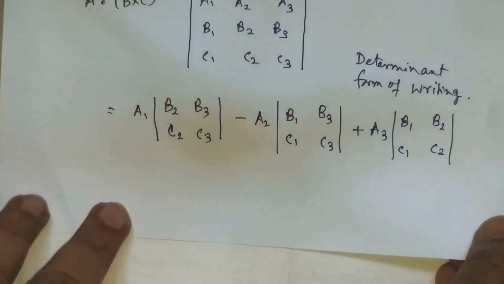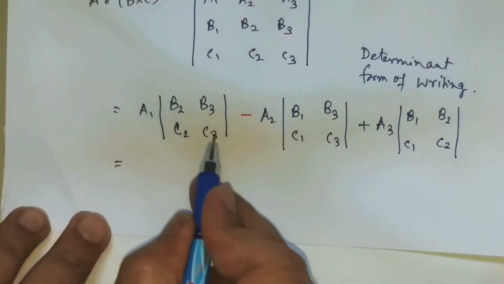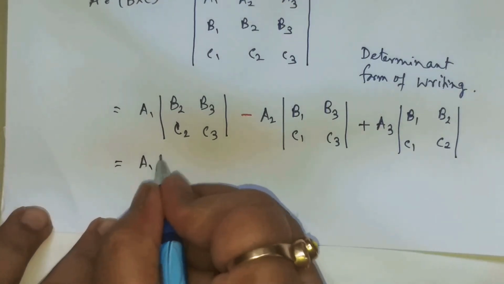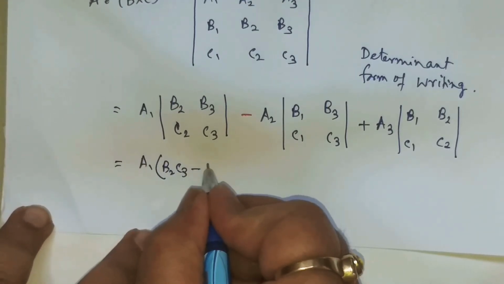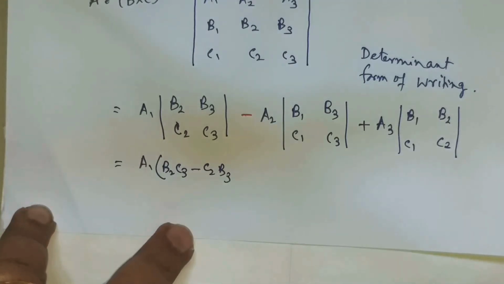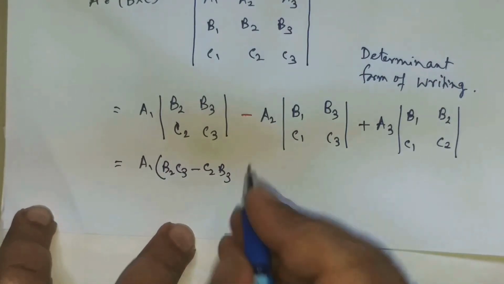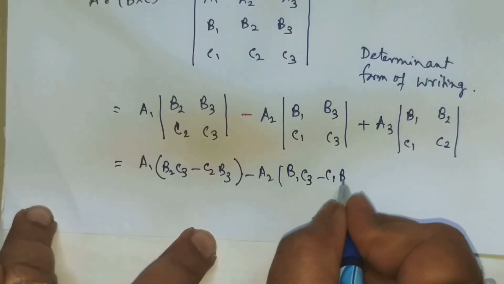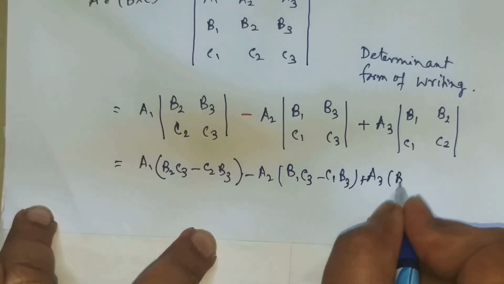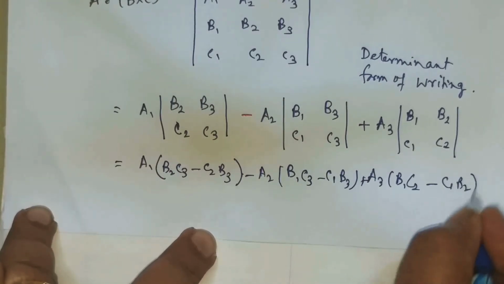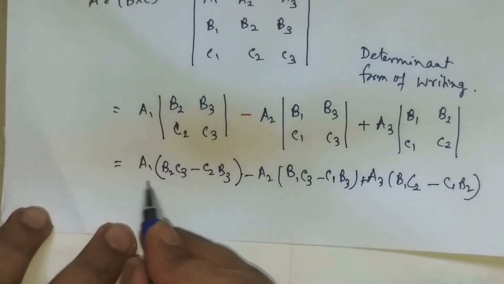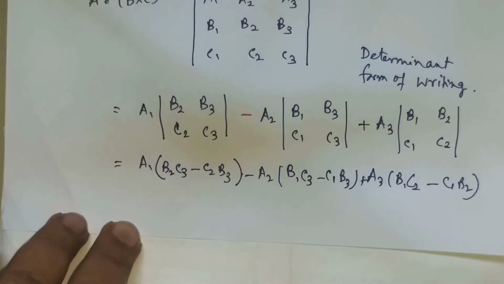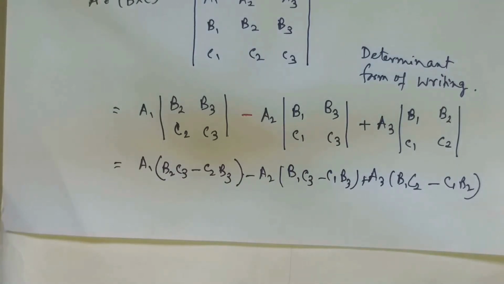Then the expansion will be multiplied like this, again multiply like this. Therefore it will be A1 into (B2 C3 minus C2 B3), then minus A2 into (B1 C3 minus C1 B3), plus A3 into (B1 C2 minus C1 B2). And do not remember it as a formula, just keep in mind that it is a working rule.